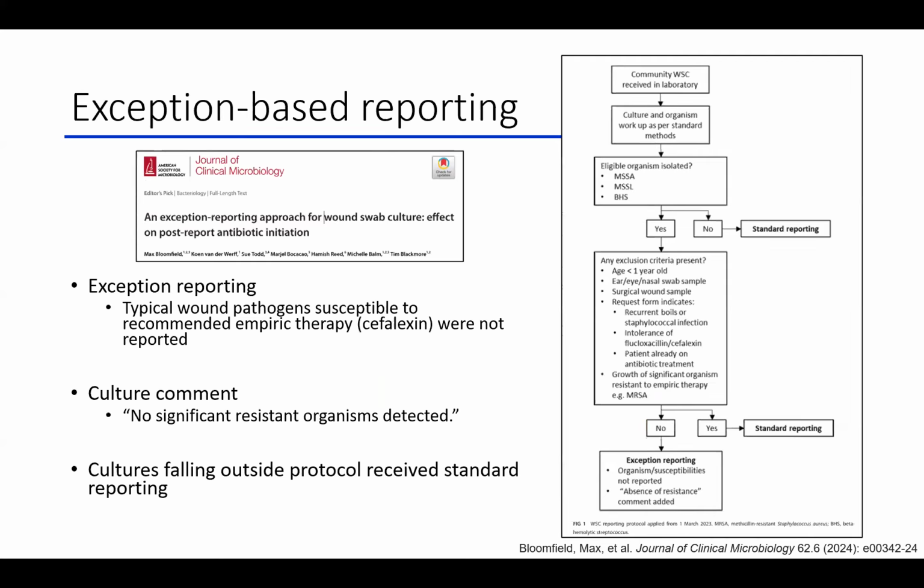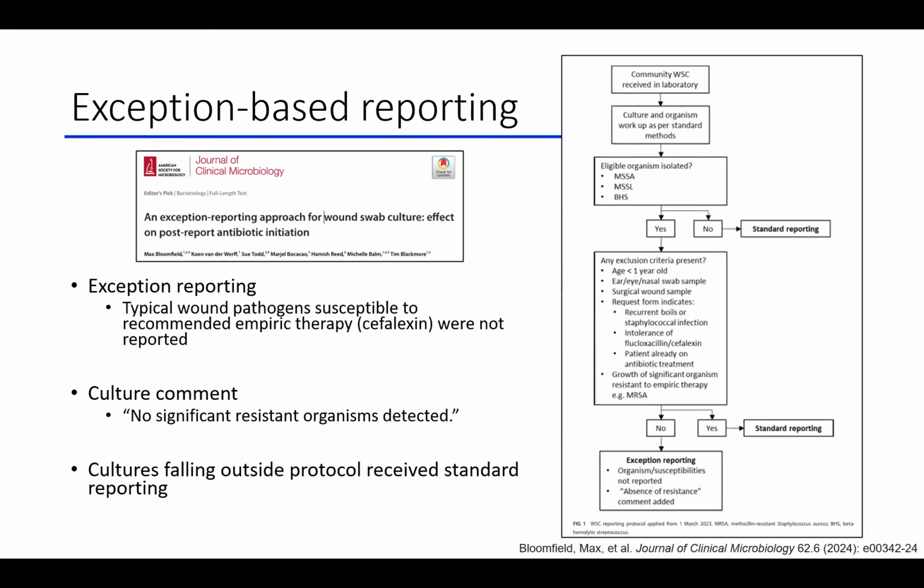And a cool study from the same group a few years later used an exception reporting approach for wound swab cultures. They would look at the superficial wound swabs, and if the pathogens present were susceptible to empiric therapy, which in their case was cephalexin, they did not report them. They just had a culture comment that went out: no significant resistant organisms detected. And if a culture fell outside this procedure, this flow chart on the left up here, then they would do their standard reporting, which would be ID and susceptibility.